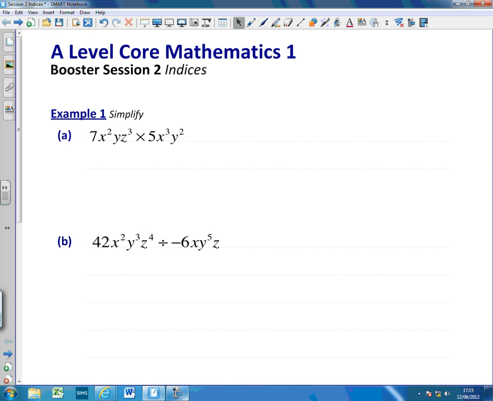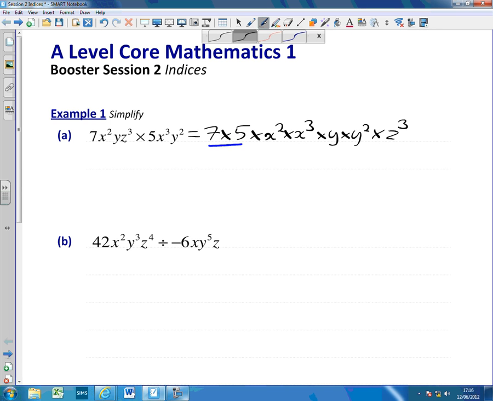The thing I want you to bear in mind with example 1a is how flexible multiplication is. We'd much rather do 7 times 5 first. We can multiply these in any order we wish. Next, I'd rather do x squared times x cubed, so that's what I'm going to do. Next, we'd rather do y times y squared, and then finally consider the z's at the end. Well, actually there's only one z term there.